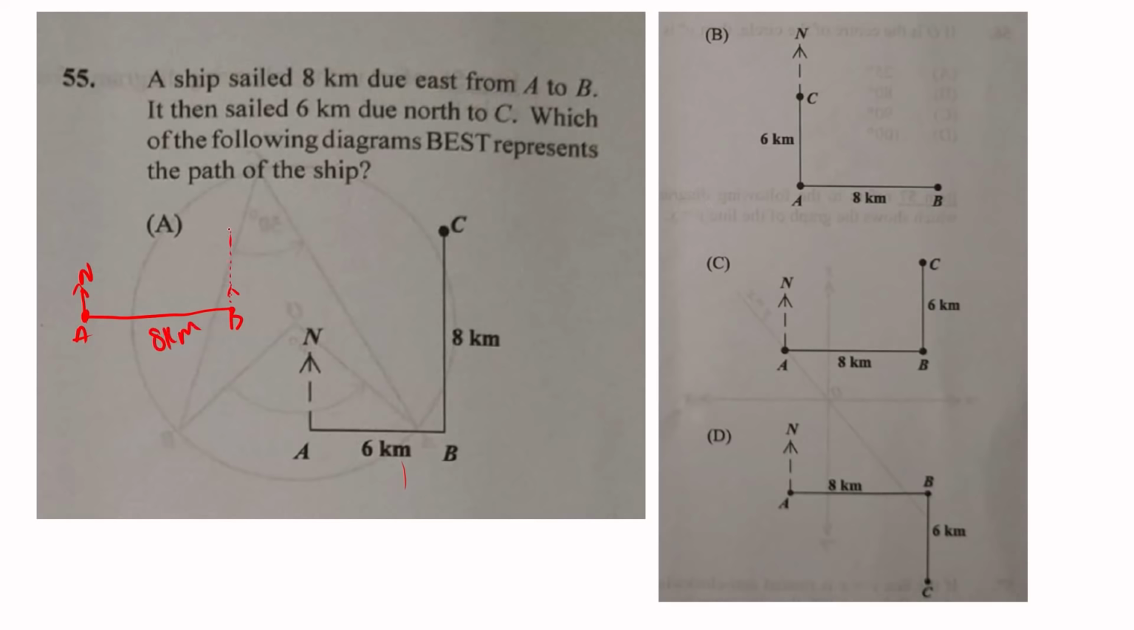6 kilometers due north to C. So there should be a north line here also and to C. So it says, which diagram, yes, laugh at me stuttering.